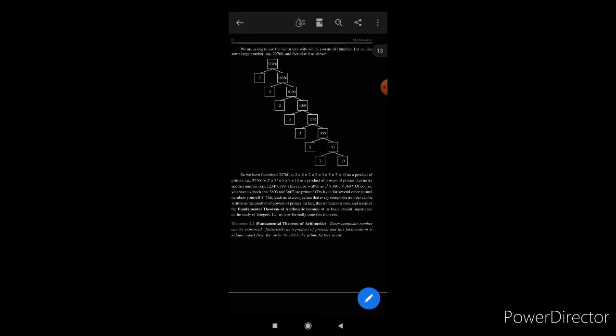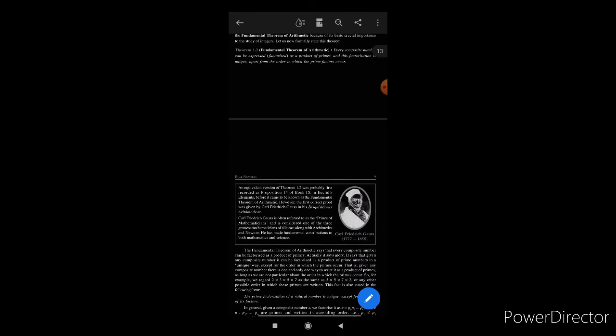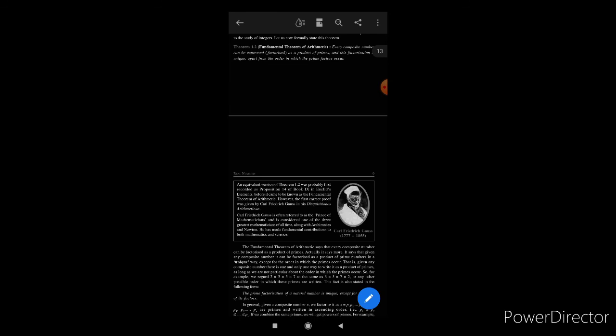In fact, this statement is true and is called the Fundamental Theorem of Arithmetic because of its basic crucial importance in the study of integers. Let us now formally state this theorem. Theorem 1.2, Fundamental Theorem of Arithmetic: every composite number can be expressed (factorized) as a product of primes, and the factorization is unique apart from the order in which the prime factors occur.